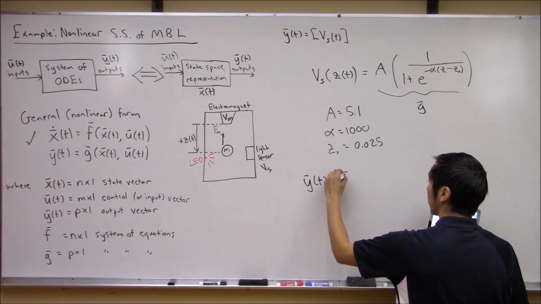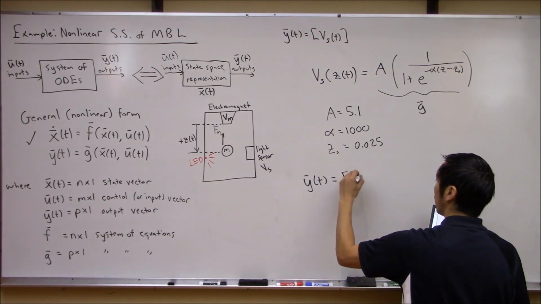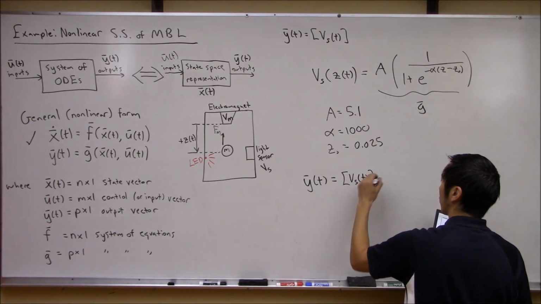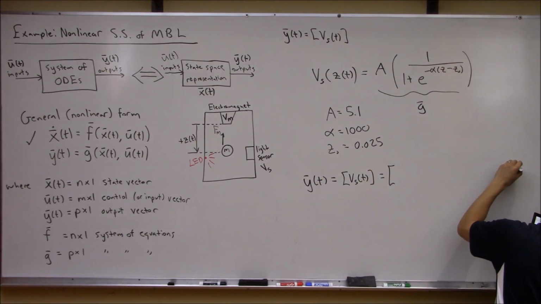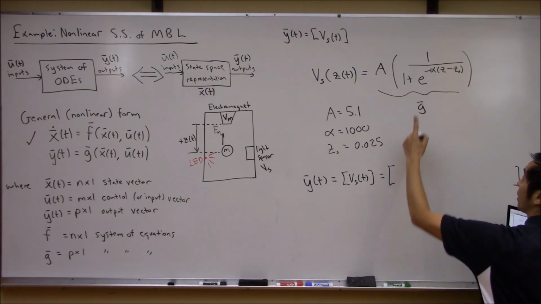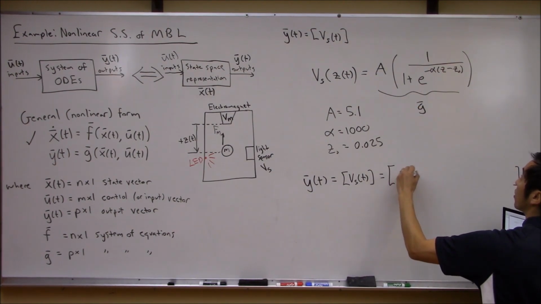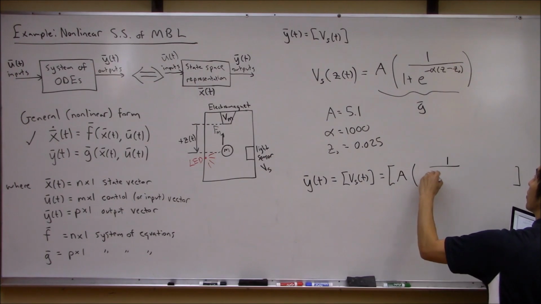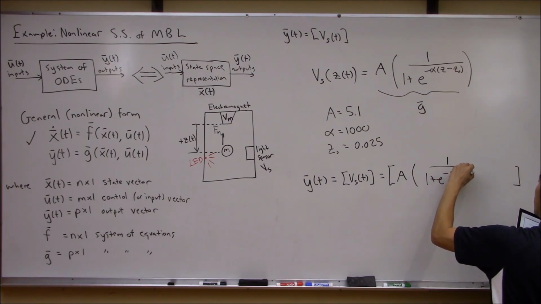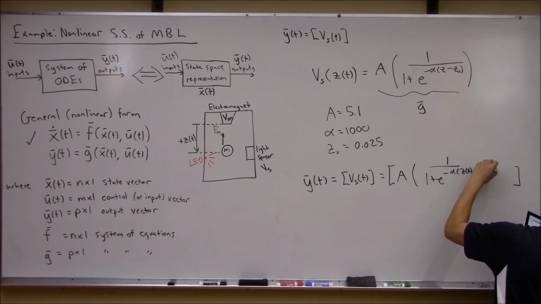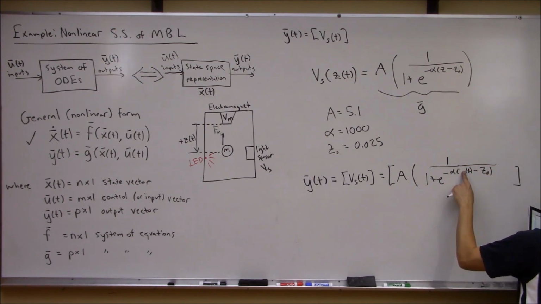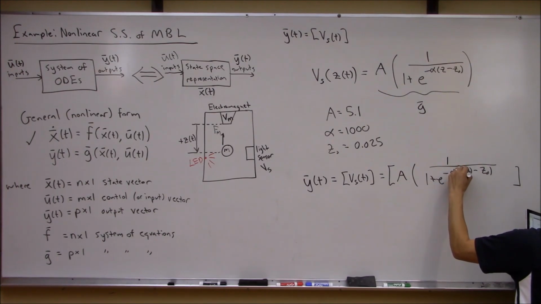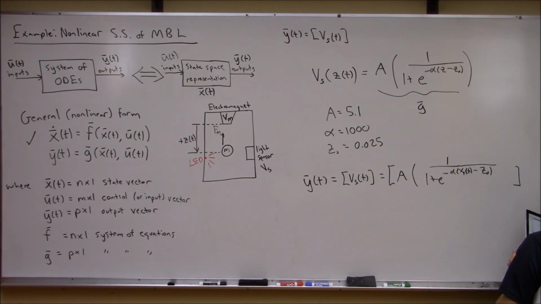The output of this is just supposed to be the single voltage coming out of the sensor. This is just going to be the equation. It's a 1 by 1, but it's this A times 1 over 1 plus e to the minus alpha times z of t minus z naught. And we could change this z. Another name for z was just the first state, x1.